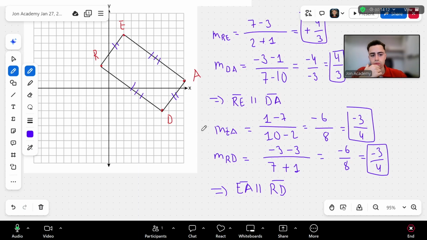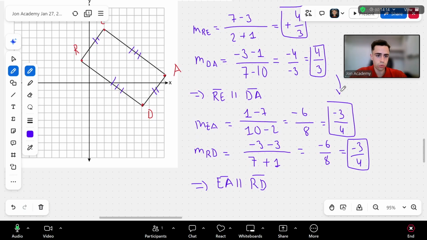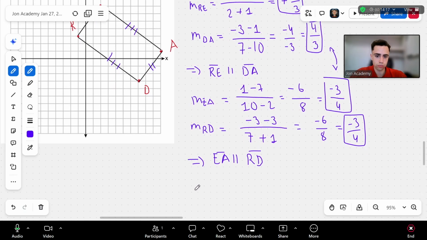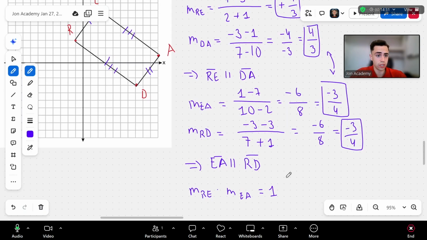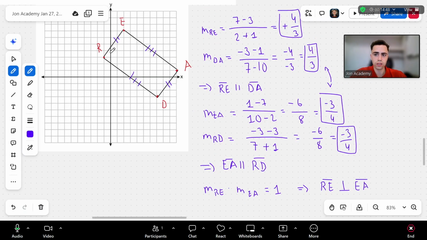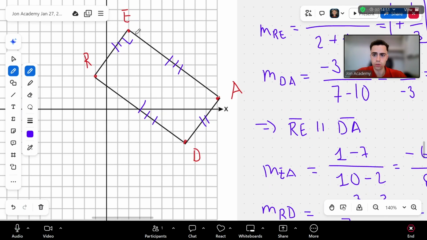And now we can see also these two are perpendicular to each other because slope RE times slope EA, for example, equals minus 1. Yeah, it has a minus and it's flipped, no? So it's going to be perpendicular. We could say RE perpendicular to EA. That's why. Perfect. So we have also a 90-degree angle on the parallelogram, no?